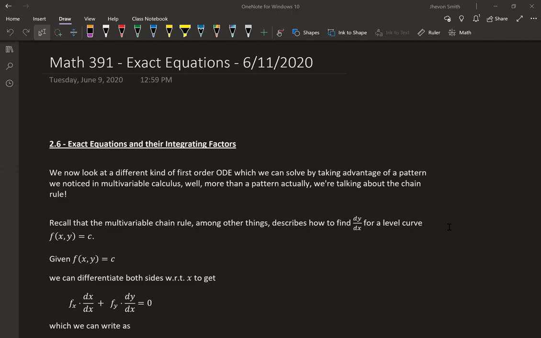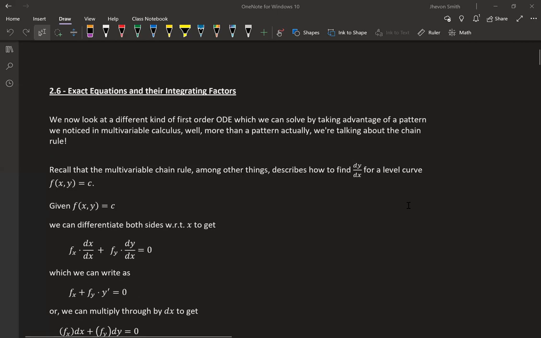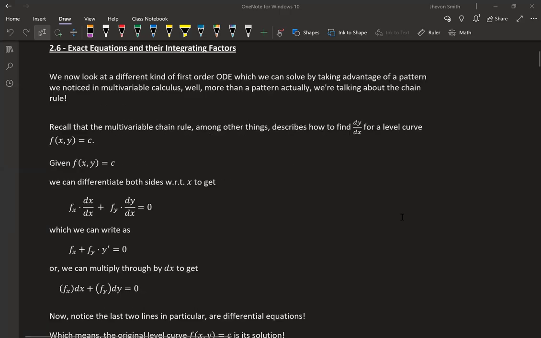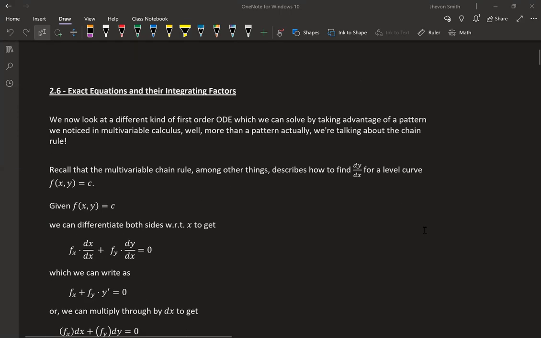It turns out that a very similar process can be used to solve certain kinds of differential equations. And these kinds of differential equations are ones that we call exact differential equations. The same kind of process that you use to find the scalar potential function of a two-dimensional vector field is going to be the process that we use to solve these guys. So we're going to talk about exact differential equations.